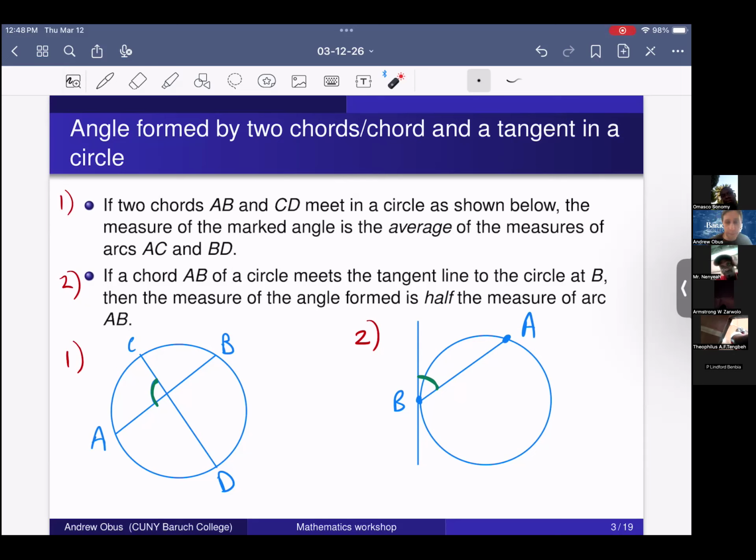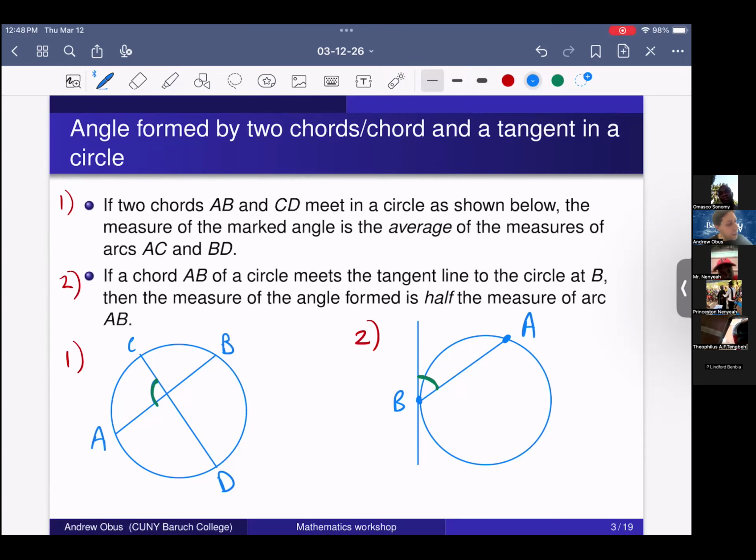That's how this works. Any questions on these two? This is also just recalling from last time. Yes, Princeton? The tangent, the circle with the tangent line. I'm not understanding. Are you saying half of the arc B is equal to A? If the measure is given.